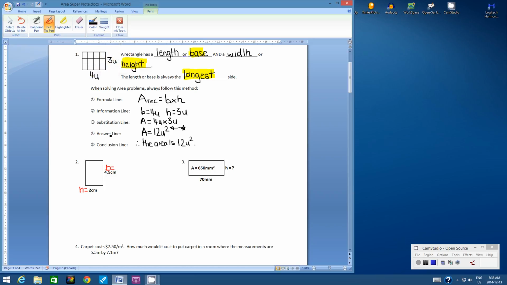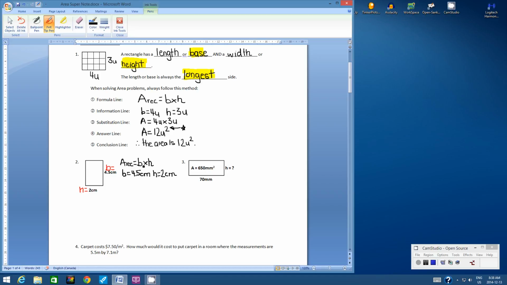All right, let's start with our 5-line solution here. Line number 1, the formula line. Area of a rectangle equals base times height. That's the formula line. The next line is the information line. So what do we know? Well, we're given the base. The base is 4.5, and in this case, we have units. They are centimeters. And we're given the height. Height is 2 centimeters.